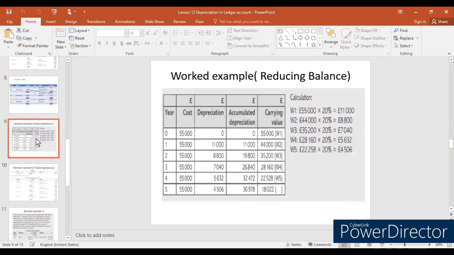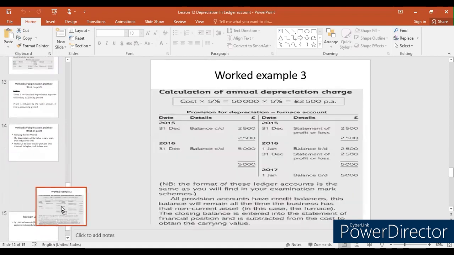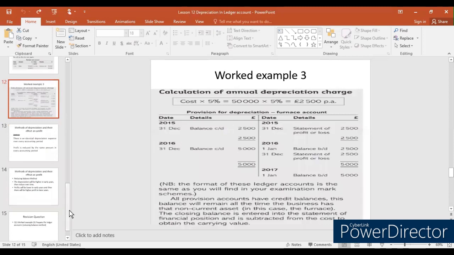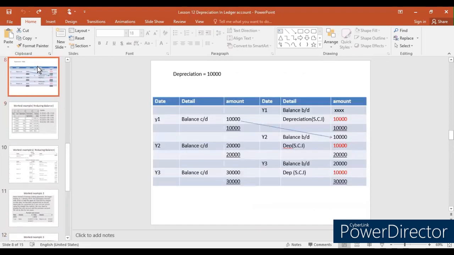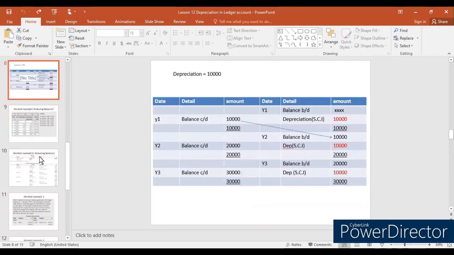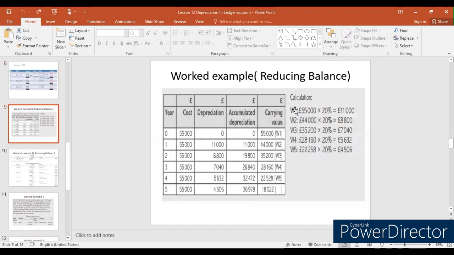Okay, then the worked example for the reducing balance method. Sorry, I changed this. This is the straight line method. Now, how are we going to record them in the reducing balance method? I think we have taken the same question, and there we have calculated the depreciation for each year. Year 1 depreciation is this one. I think in the last lesson I taught you how we get this. Now we are using these items and then recording them in the provision for depreciation account.